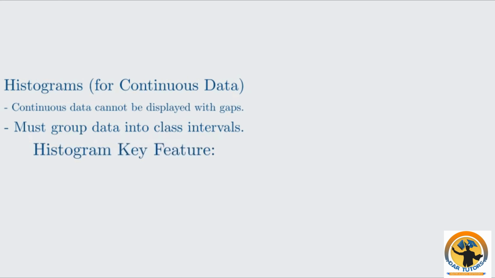The histogram is very similar to the column graph, with one critical difference. The columns are joined together with no gaps. This is to graphically represent that the data is continuous. A column graph with gaps indicates discrete data, while a histogram without gaps indicates continuous data. Let's work through an example.